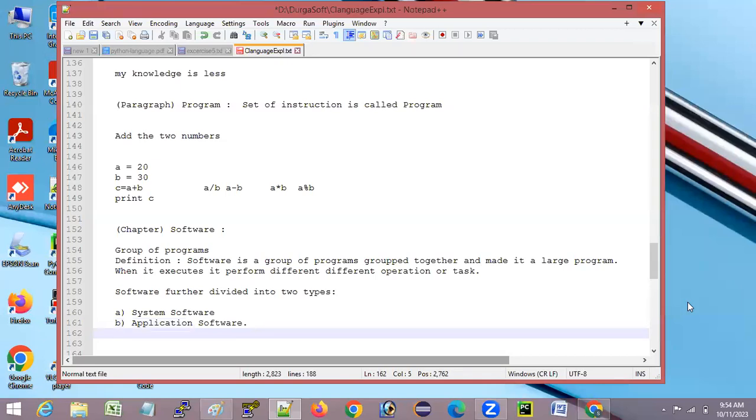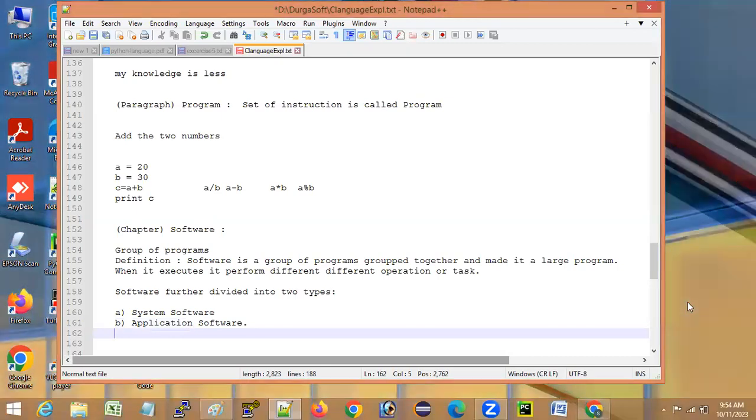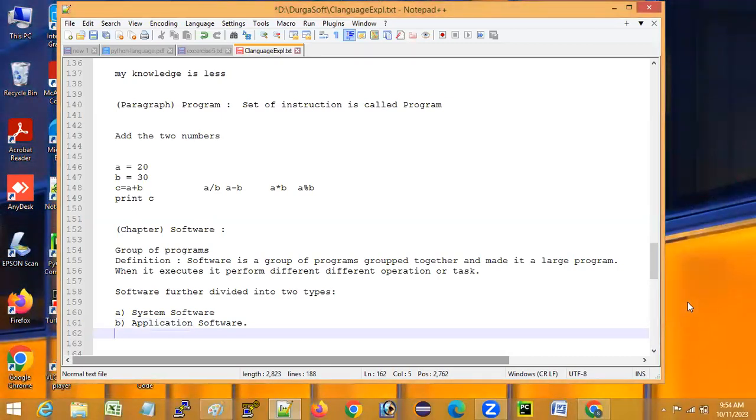System software and application software. What is meant by that? As I said, software is nothing but a group of programs.